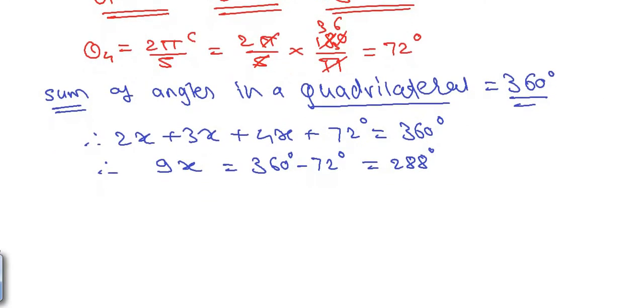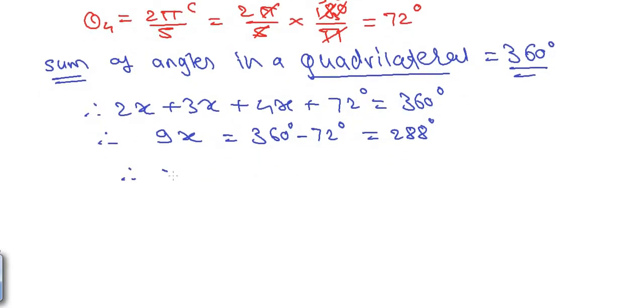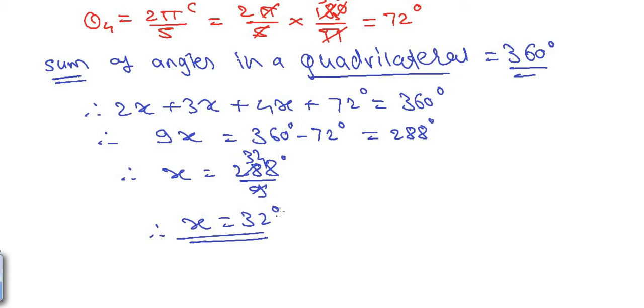Therefore now shift the 9 to the right hand side, and so we get the value of x is equal to 288 degree divided by 9. Therefore the value of x we get is: 9 3s are 27, 28 minus 27 is 1, 9 2s are 18, so x equals 32 degree. Now let us find the three angles.